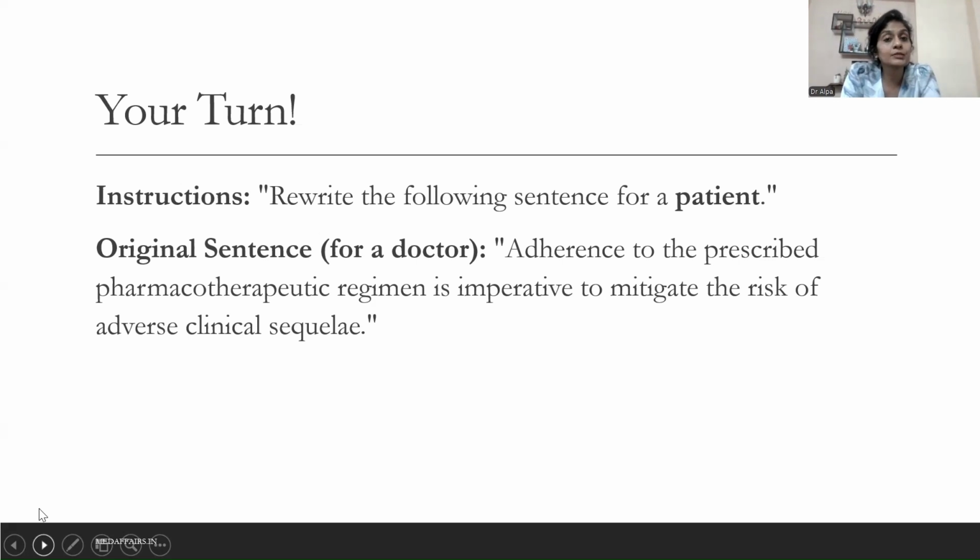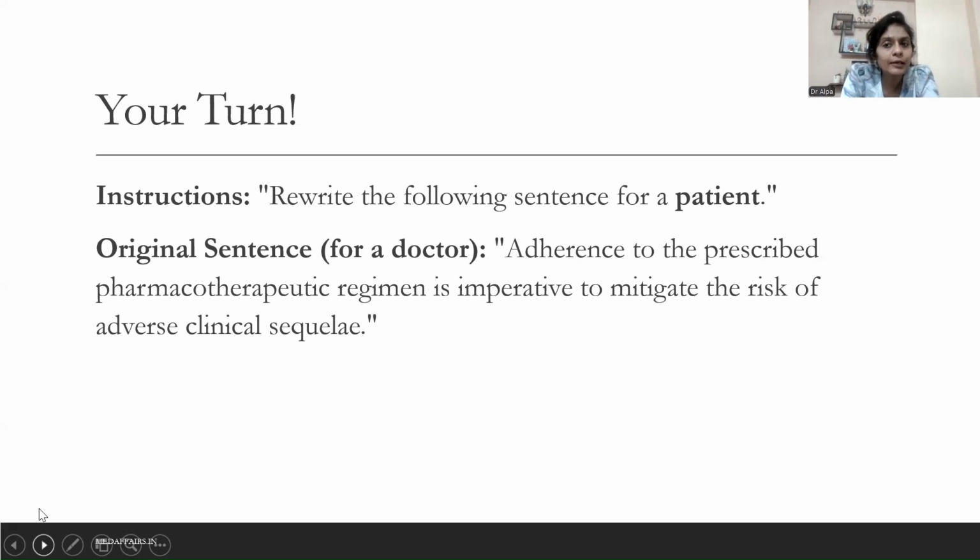This statement is originally meant for a doctor. It reads as: adherence to the prescribed pharmacotherapeutic regimen is imperative to mitigate the risk of adverse clinical sequelae. So if we want to rephrase it for a patient, we will remove the medical terms such as adherence, pharmacotherapeutic regimen. Then instead of adverse clinical sequelae, we can simply write maybe side effects, right?